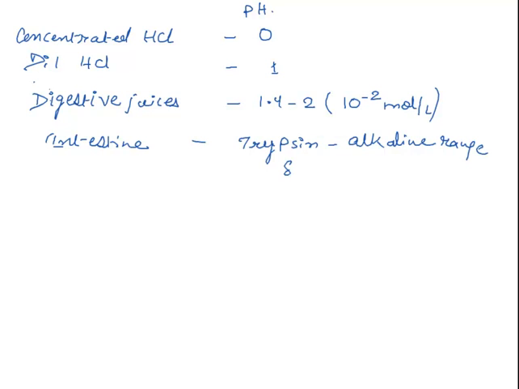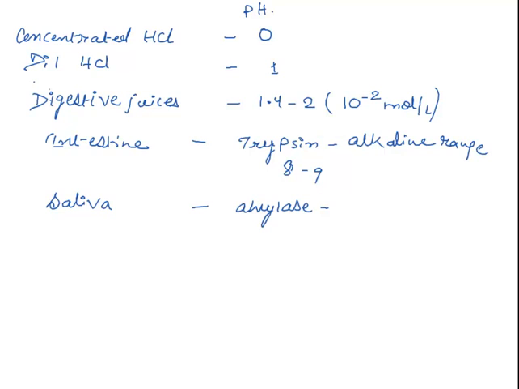That is, it is around 8 to 9 or 10 also. Likewise, the pH of saliva. What is saliva? What type of enzyme is present in the saliva? It is amylase. Now, what is the function of amylase? This amylase digests carbohydrates. It cleaves long chains of carbohydrates into smaller ones.